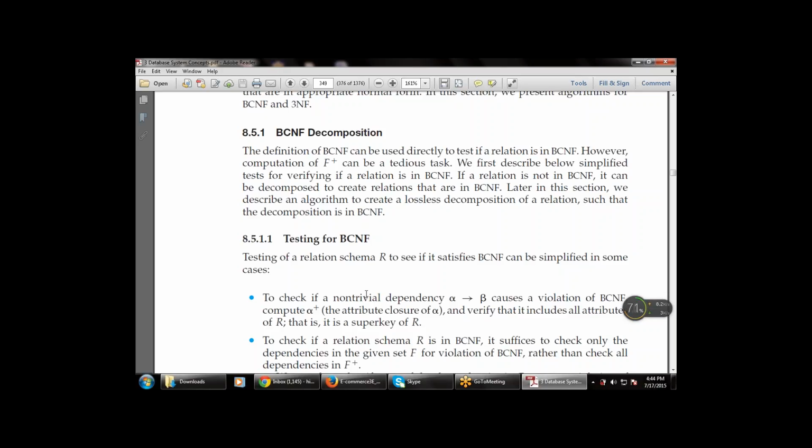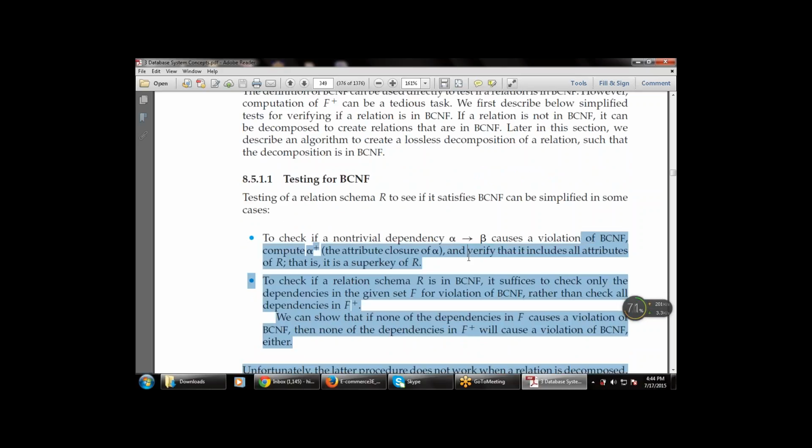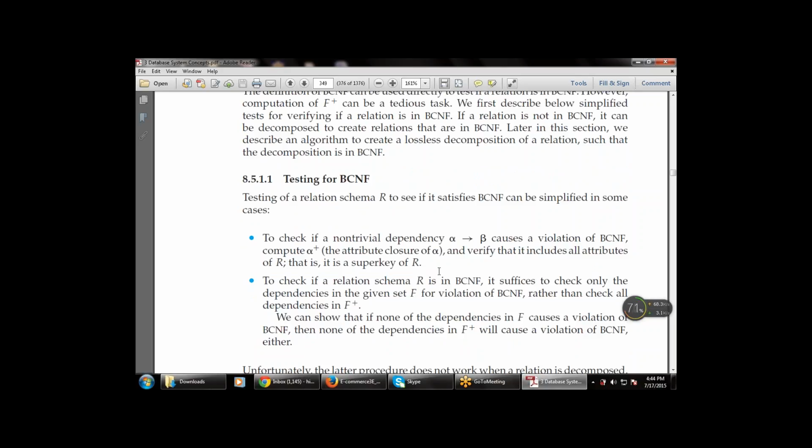To check if a non-trivial dependency alpha to beta causes a violation of BCNF, compute alpha plus and verify that it includes all the attributes of R, that is, that alpha is a super key of R. To check if a relation schema R is in BCNF, it suffices to check only the dependencies in the given set F for violation of BCNF, rather than check all the dependencies in F plus. We can show that if none of the dependencies in F causes a violation of BCNF, then none of the dependencies in F plus will cause a violation of BCNF either.